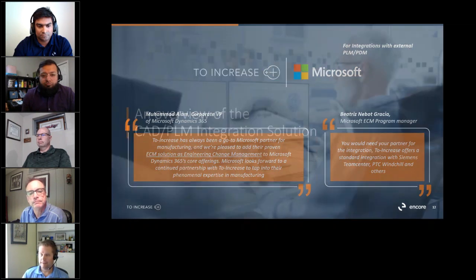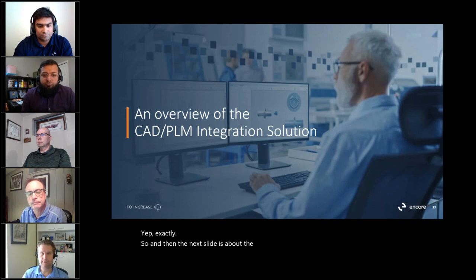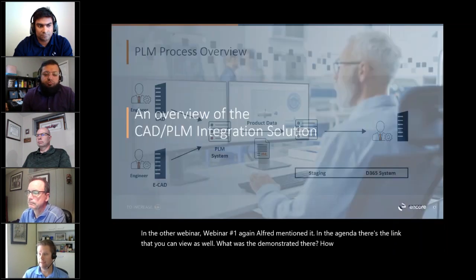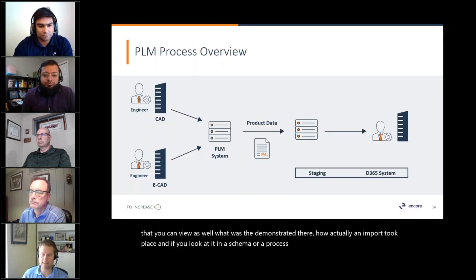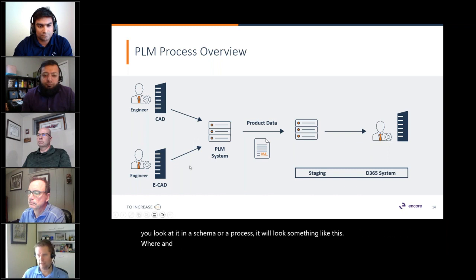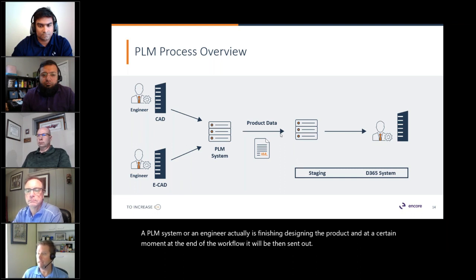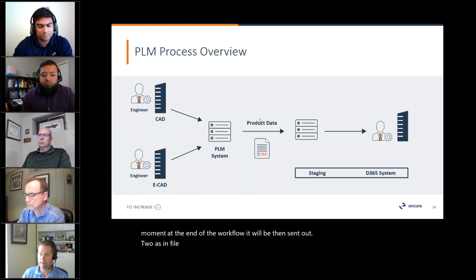So then the next slide is about the overview that I've done in the other webinar, webinar number one. Again, Alfred mentioned that in the agenda, there's the link that you can view as well. What was demonstrated there was how an import actually took place. And if you look at it in a schema or a process, it will look something like this, where a PLM system or an engineer is finishing designing the product. And at a certain moment, at the end of the workflow, it will be sent out as a file. It could be XML, could be Excel, like Alfred said. It will be sent out and made available for other systems to pick up.